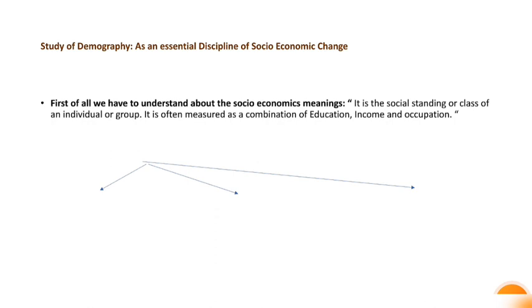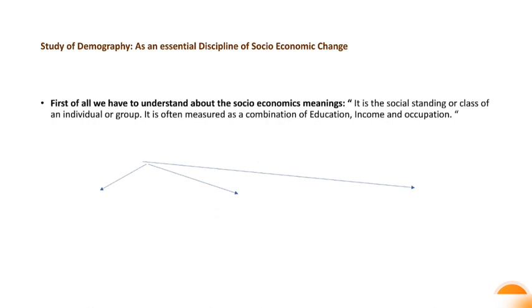So what you have to write in your answer, we just cover all these lines here. First of all, we have to understand the socio-economic meaning. What is the basic meaning of socio-economic? It is the social standing or class of an individual or group. It is often measured as a combination of education, income and occupation. So basically it indicates the social standing or class of an individual or group.